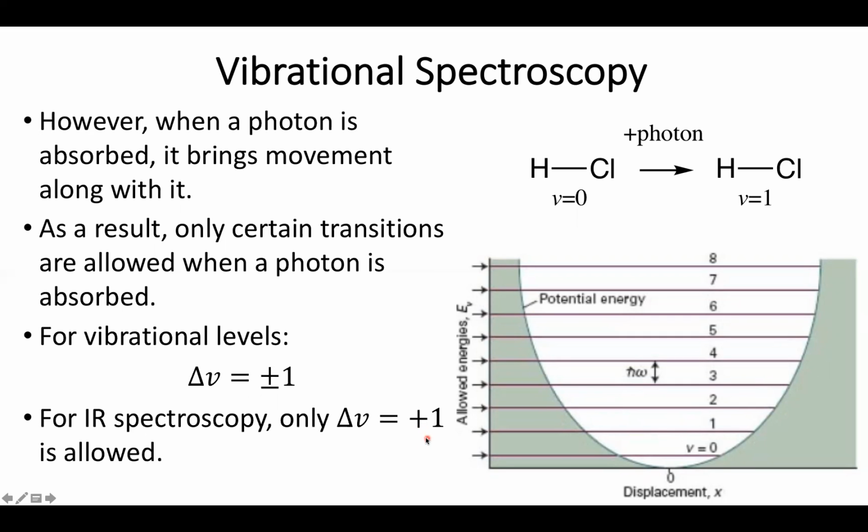So for practical purposes, in infrared spectroscopy, where the only excitations are really vibrational ones, we're only going to see an increase in vibrational levels. So we're only going to go from 0 to 1, or 1 to 2, or 2 to 3. So we're only ever going to go up.